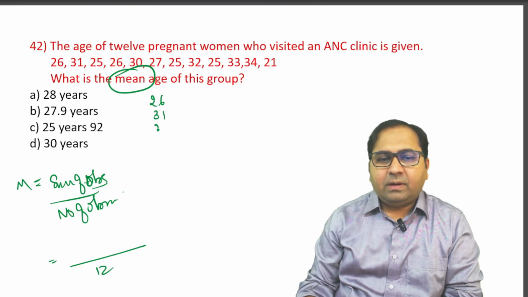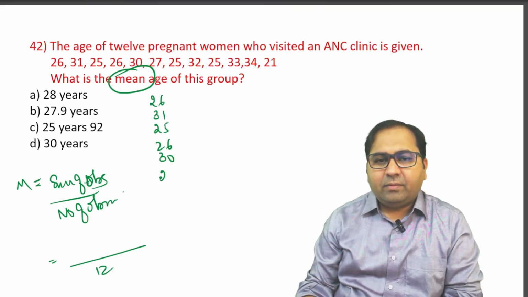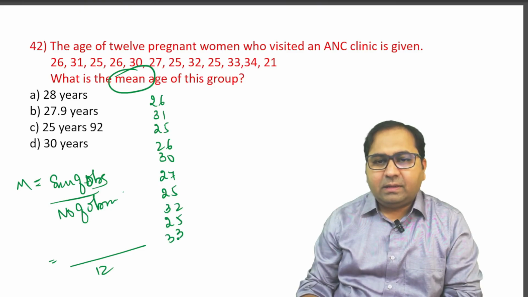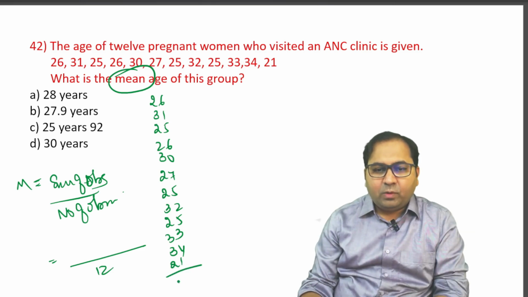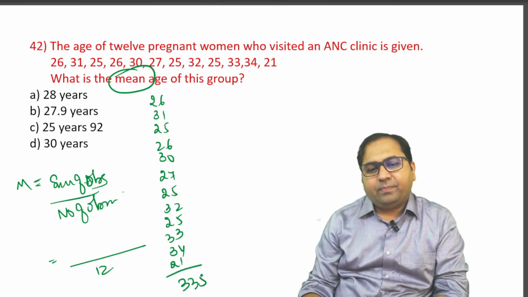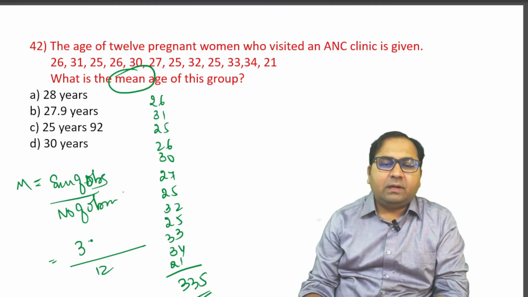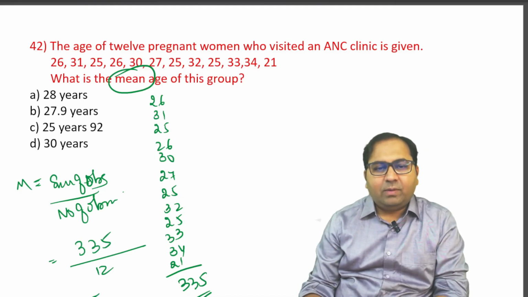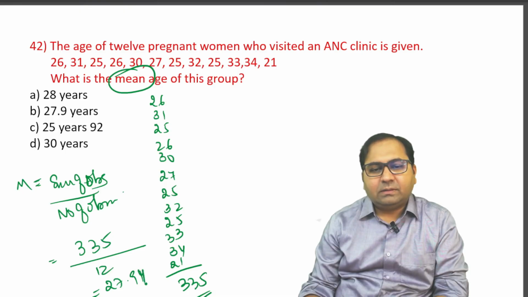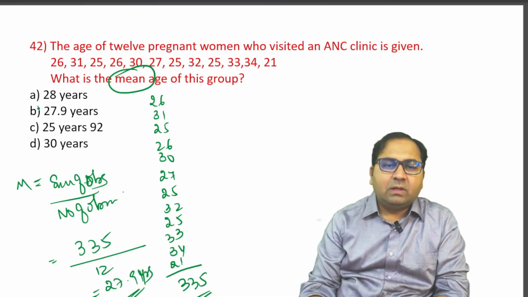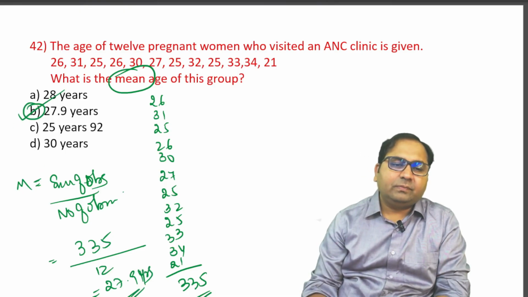26, 31, 25, 26, 30, 27, 25, 32, 25, 33, 34, 21. So the value came to 335. So 335 divided by 12 will come to around 27.9 years. Okay, 27.9 years. So this is the answer for this question.